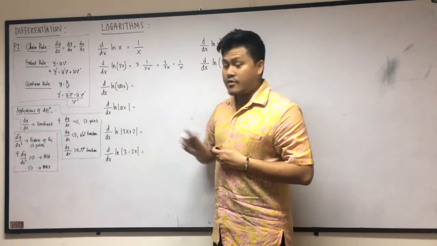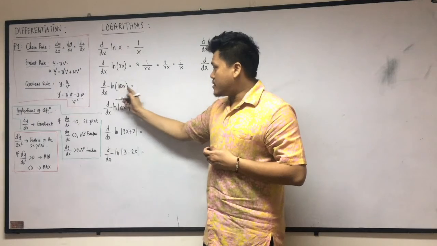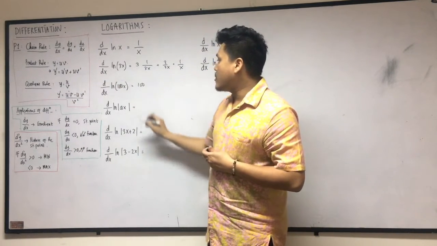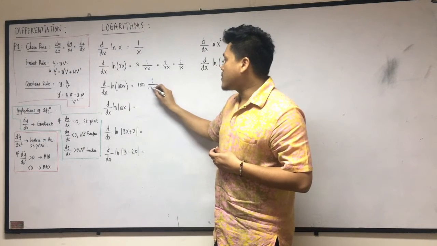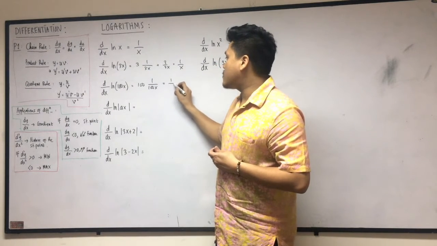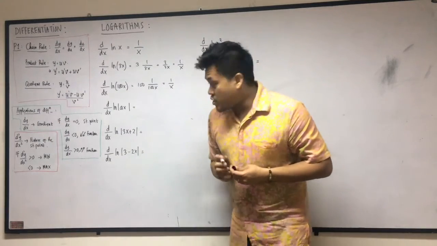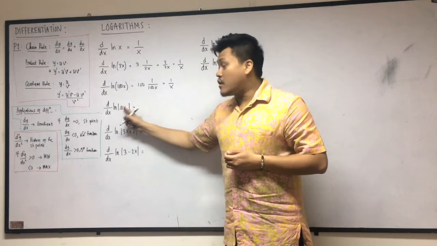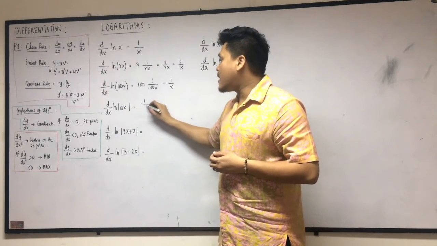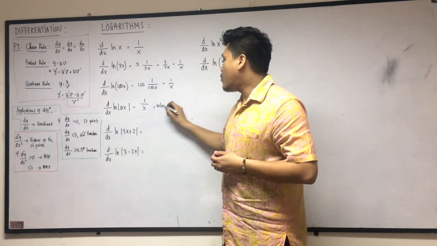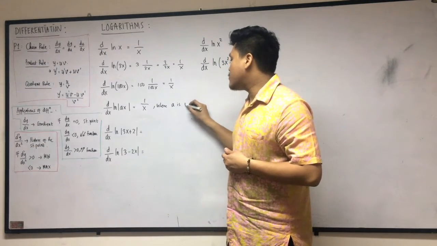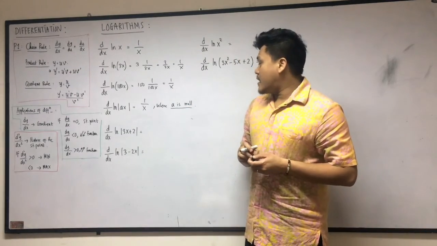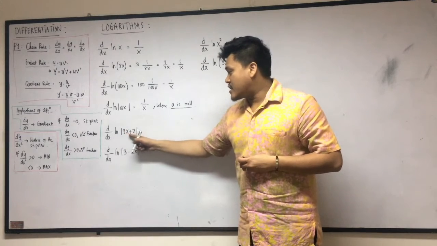How about ln 100x? Again, 100x is your inner function. You derive it first, then you'll get a 100 here. And then the outer function will give you 1 over 100x, and that will still be 1 over x. So in conclusion, the derivative of ln of ax, any value of a here, you will always get 1 over x, where a is real.